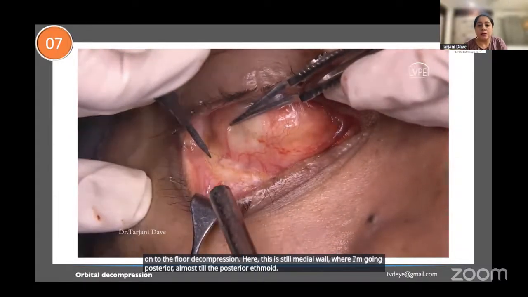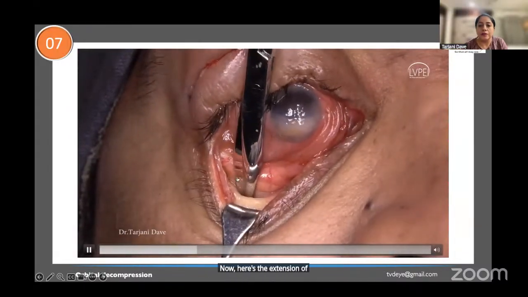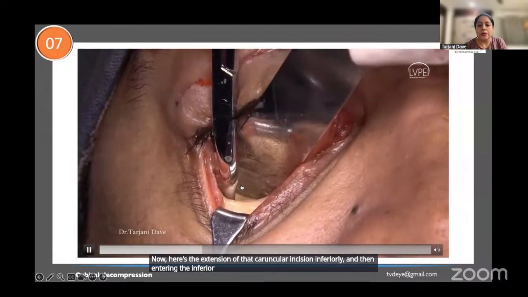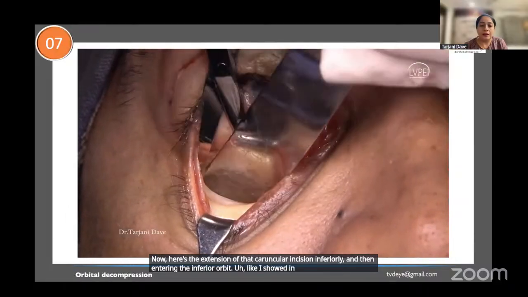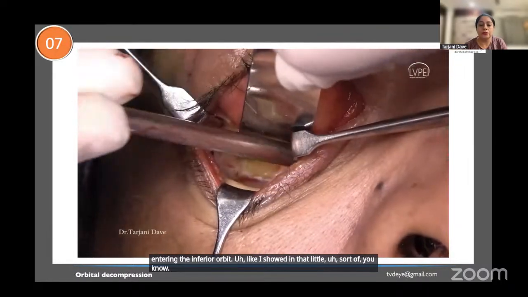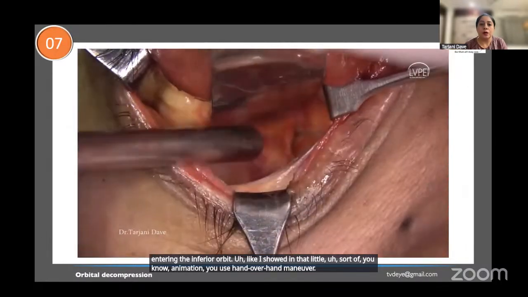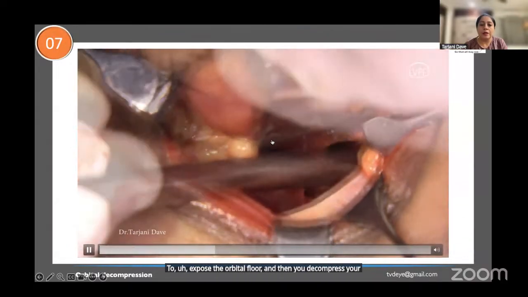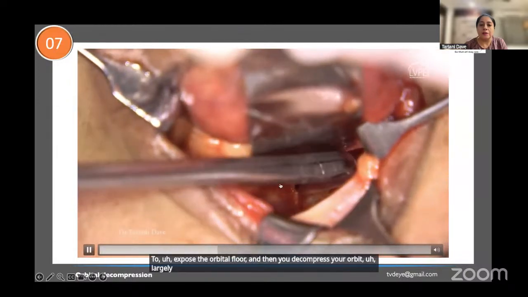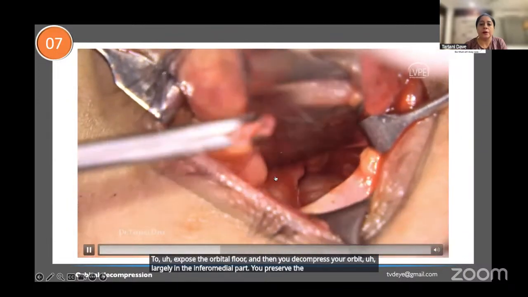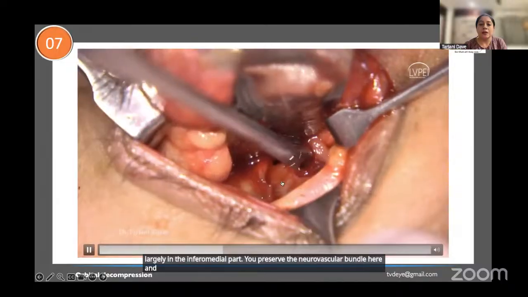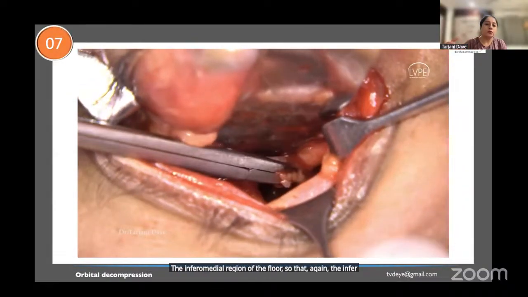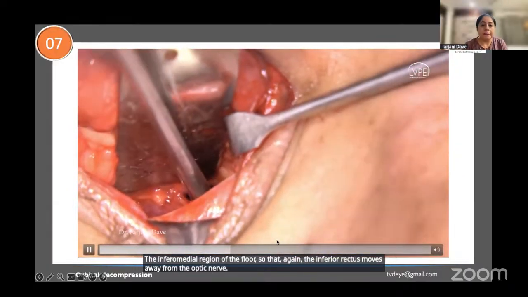Now, here's the extension of that caruncular incision inferiorly and then entering the inferior orbit. Like I showed in that little animation, you use the hand-over-hand maneuver to expose the orbital floor, and then you decompress your orbit largely in the inferomedial part. You preserve the neurovascular bundle here and decompress the inferomedial region of the floor so that again the inferior rectus moves away from the optic nerve.